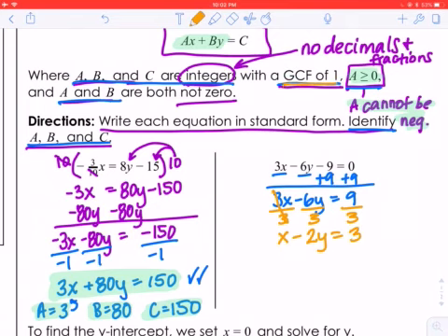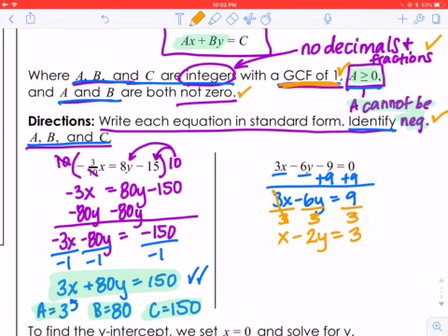Alright, so that's what they mean by GCF of 1 there. Right, so I've got to take things out if there's anything that I can take out. A, B, and C need to be integers, so no decimals. That's good. Did this one. GCF of 1, took that number out. A is not allowed to be negative, and it's not right now. It's right there. It's positive 1. And A and B are both not 0. So we did that as well.